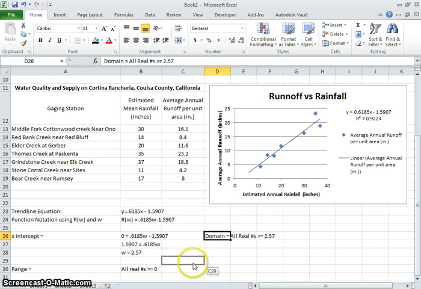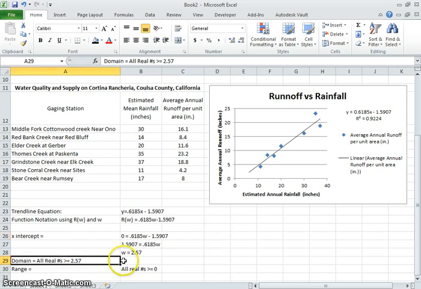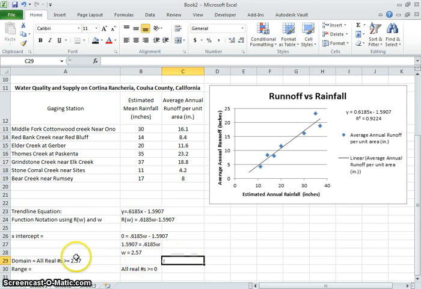And I might even move that down here. Okay. But I want you to see this is how we got the domain. This is how we figured that it's going to be greater than or equal to 2.57, because that was the x-intercept. And the way we find the x-intercept, we plug in 0 for y in this equation. Okay. What is the domain? What is the range? What is the slope of your trend line?